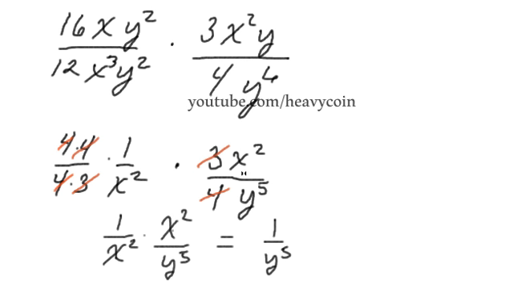But right, we had an x squared, and of course those are going to cancel out, and we're just left with 1 over y to the fifth. So it's kind of amazing that all this craziness up here can reduce down to 1 over y to the fifth.